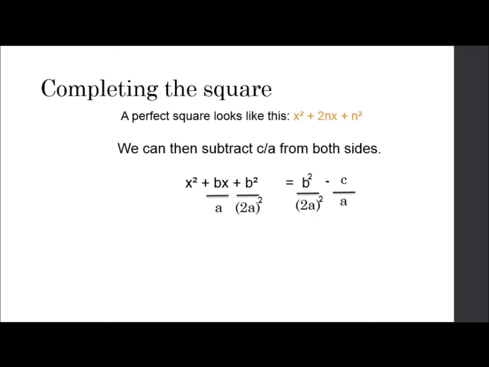The resulting mess can be tidied up a little bit by subtracting the c over a term from both sides of the equation. We can then expand out all the brackets, so the (2a) all squared on the denominators becomes 2 squared, which is 4, and a squared is just a squared.